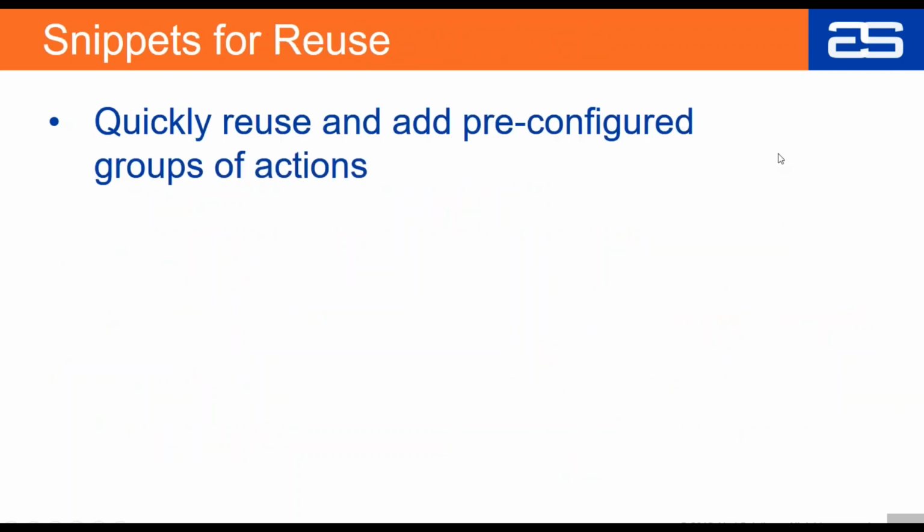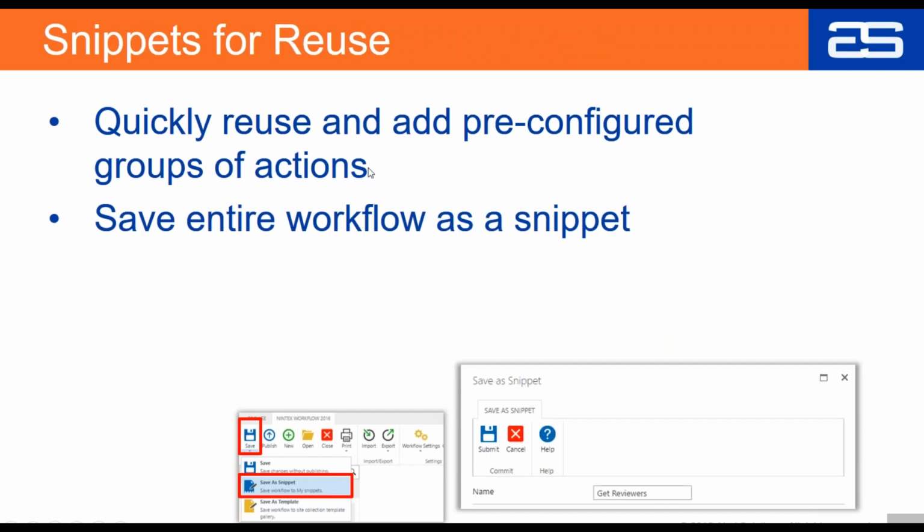All right. And then the last thing I want to touch on is snippets. So snippets provide the capability to create reusable groups of actions. You have two options for how you can save a snippet. You can either choose to save your entire workflow as a snippet, in which case, from your workflow designer, you would hit the drop down underneath the save option in the ribbon and choose save as snippet, and then just give your snippet a name.